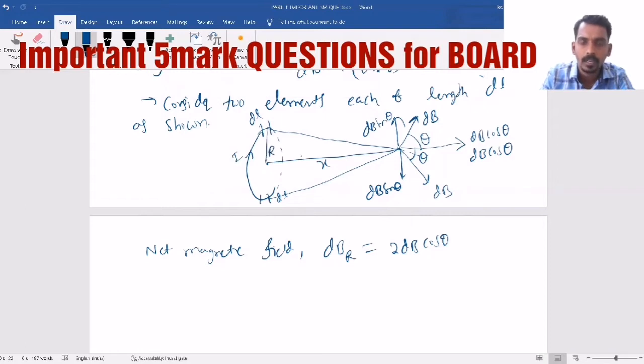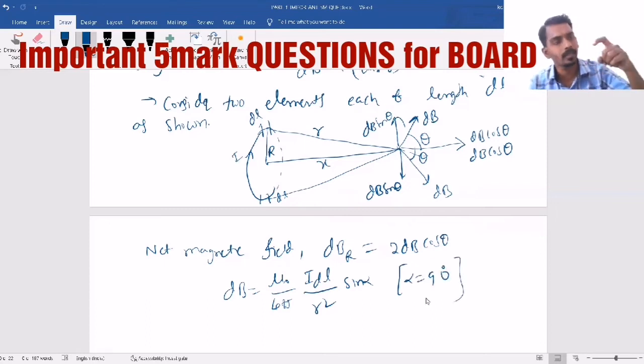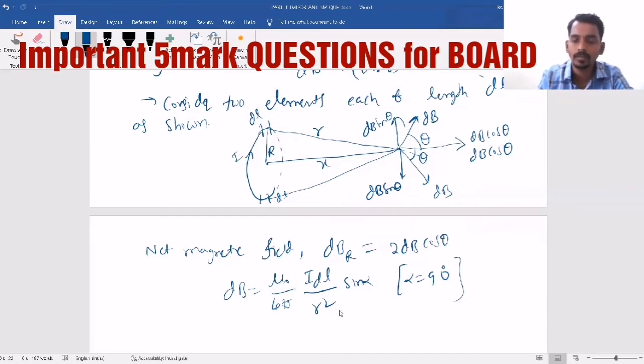See, let's take the radius of the loop is capital R and distance of the element from the point r, then the magnetic field dB will become mu naught by 4 pi I dl by r square sine theta. Here sine theta means that theta is different, this theta is different. Just take sine alpha, but here alpha will become 90 degrees. Because look at my finger. See, this is the circular loop, this is the element, and this is the r bar. So r bar is perpendicular to both the planes. So that's why the angle is 90 degrees. So sine 90 will become 1.